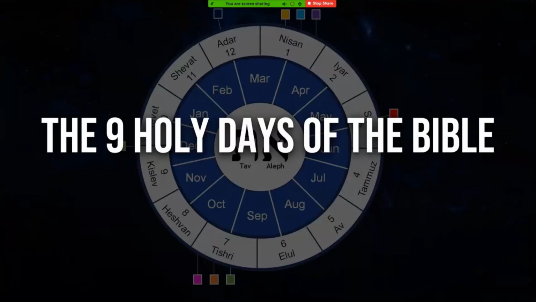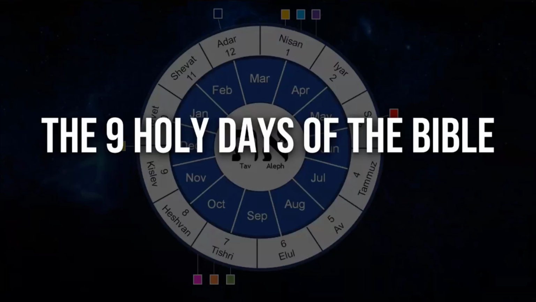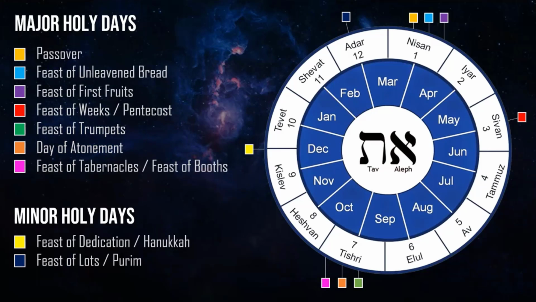So to start the review, there are 9 holy days of the Bible. If you don't see a holy day listed here, that means it doesn't exist anywhere in the Bible. There are Hebrew names and English names and some alternates, but there are just 9 holy days. There are major and minor holy days: 7 that are major and 2 that are minor.